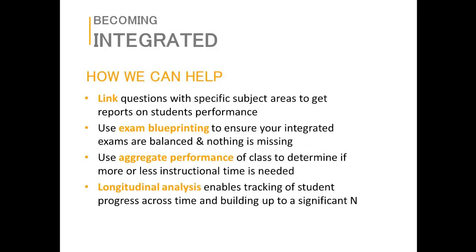So what can we do to help? You can, within our system, link the questions with specific subject areas to get reports on student performance. So in addition to getting, okay, the students got an 85%, maybe that was the class average, and each individual student got whatever they got, but you can also see within that a sub-score, and those sub-scores are category performance. If you categorize all your questions by whether these 5 are pathology and these 5 are anatomy and these 10 are physiology and whatever, you can then see a report that will show you how the students are doing in each of those areas.